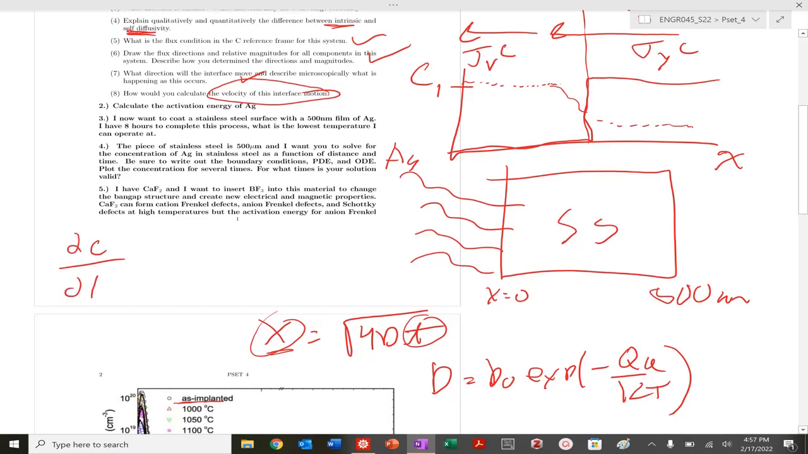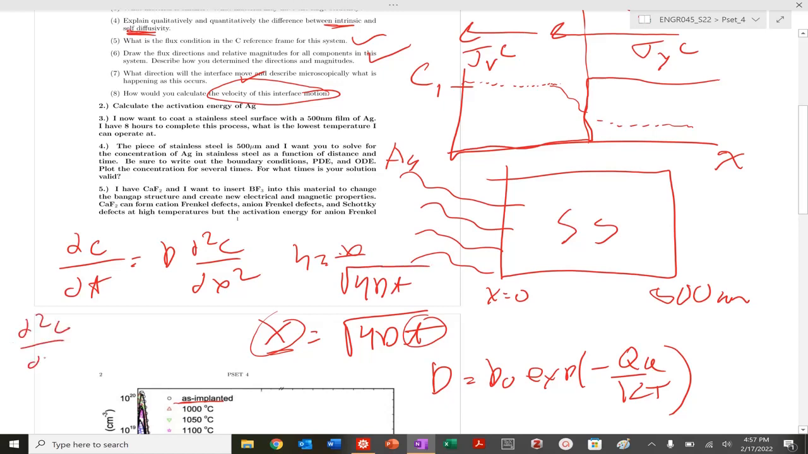So I'm going to use, this is my PDE in class, assuming we're 1D. My similarity variable is eta equal to x divided by square root of 4 dt. My ODE is this: d squared c d eta squared, once I do my chain rule and all those things, plus 2 eta dc d eta equals 0.